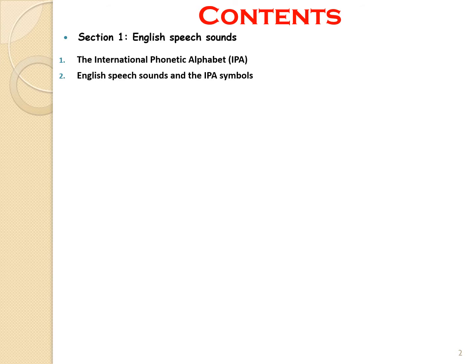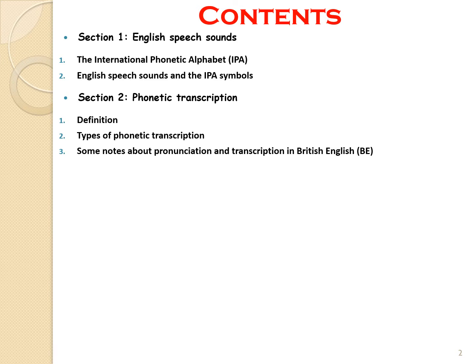Section 1 will be about English speech sounds. And here we'll deal with a system of transcription that is called the International Phonetic Alphabet. Then we'll speak about the English speech sounds and the IPA symbols. Section 2 will be about phonetic transcription. We'll define what it is, what its types are, and then we'll give some notes about pronunciation and transcription in British English.